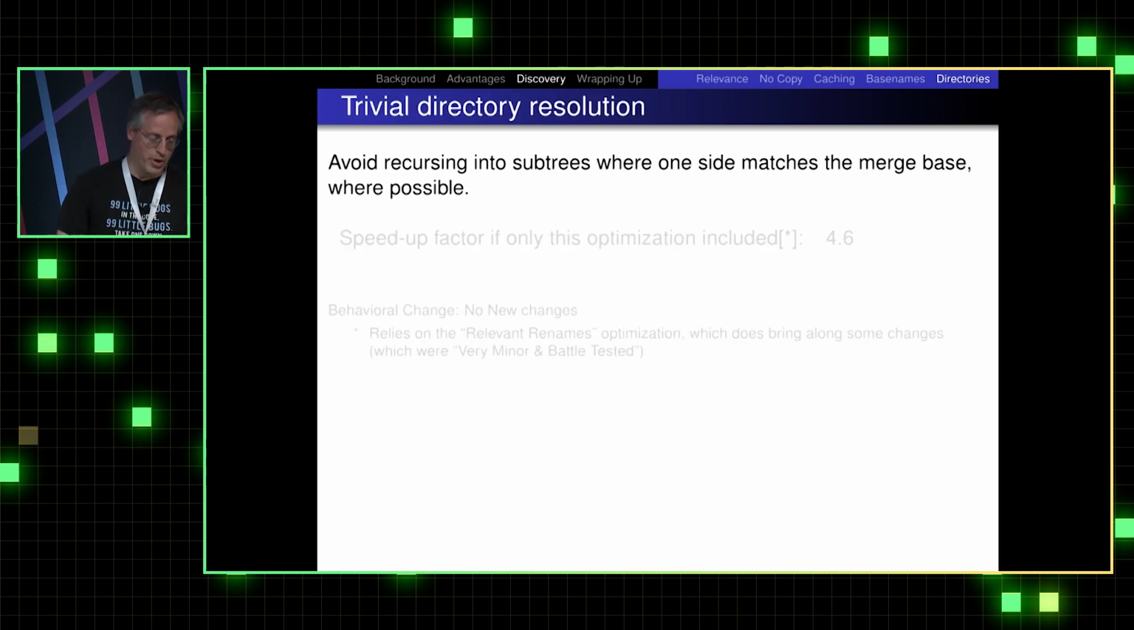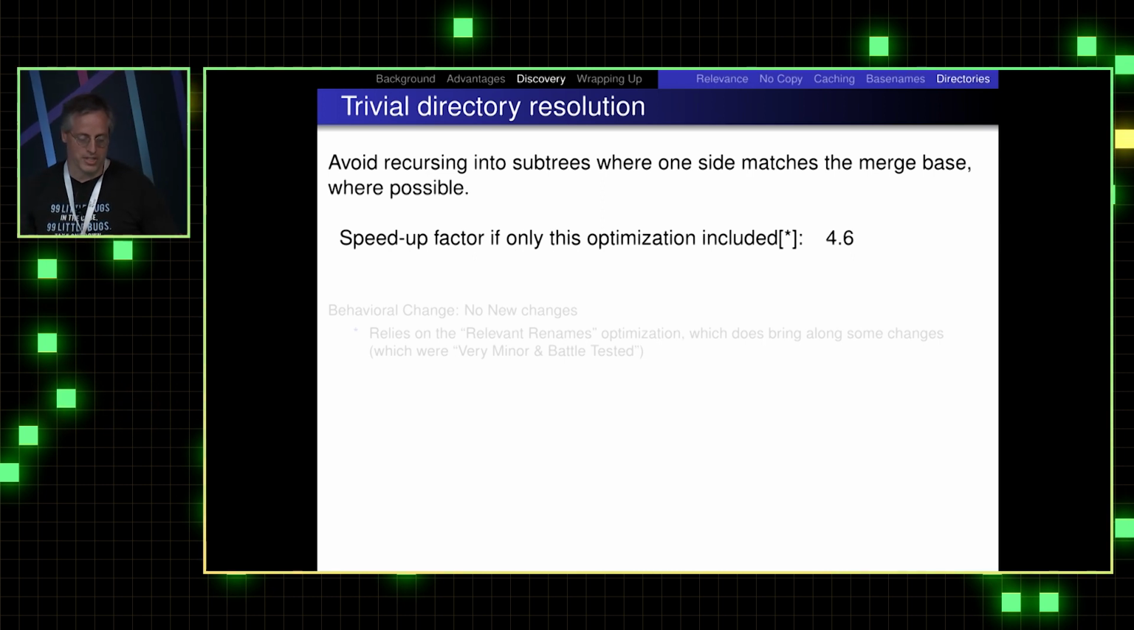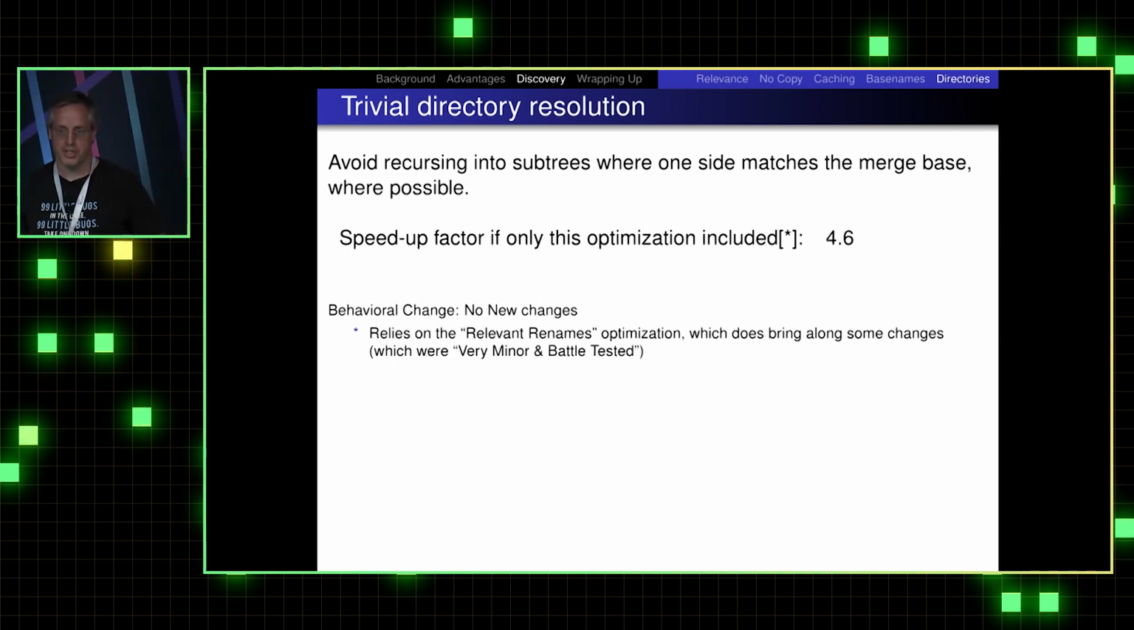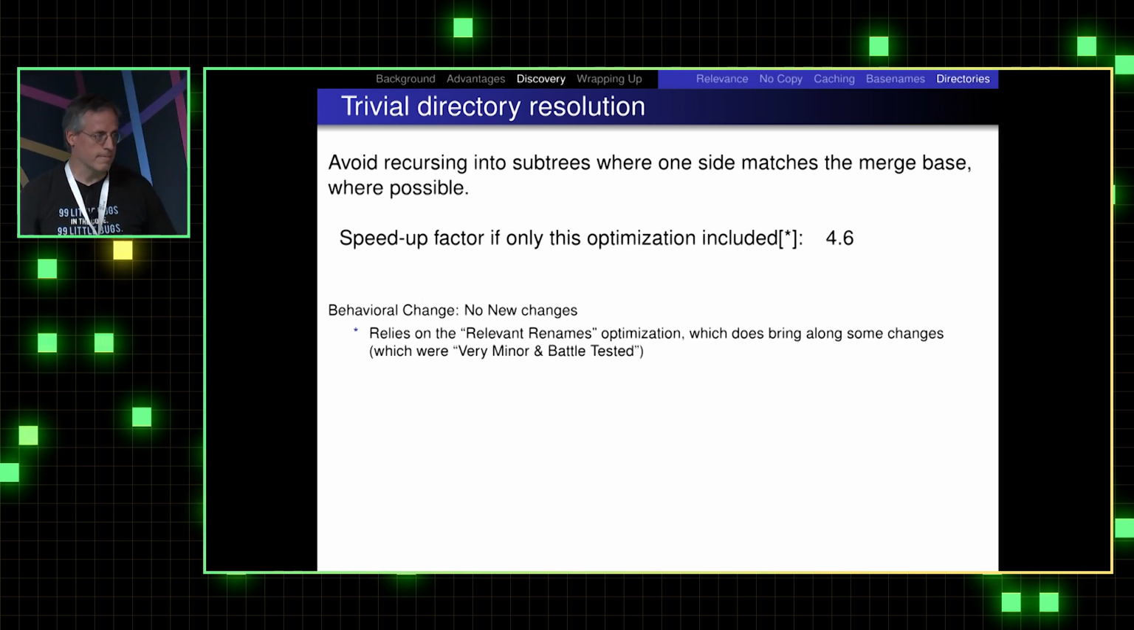If you implement this optimization, turn off all the other ones, then you get a speedup factor of 4.6, at least for my test cases. And it doesn't provide any behavioral changes. But of course, one thing is I've kind of relied on the idea of relevant renames here, just in order to be able to implement this optimization.